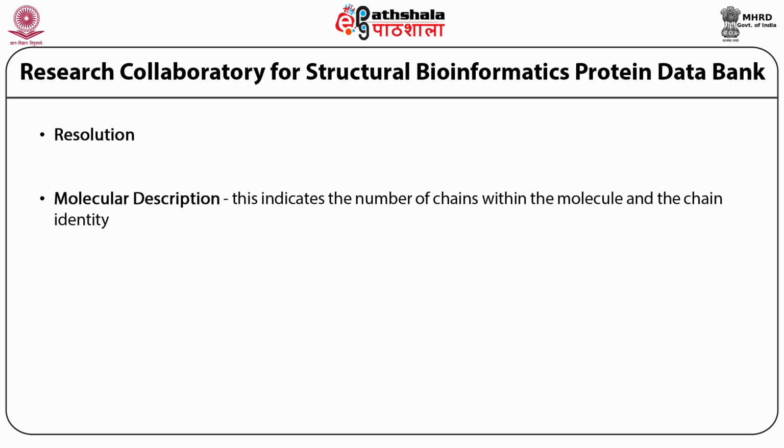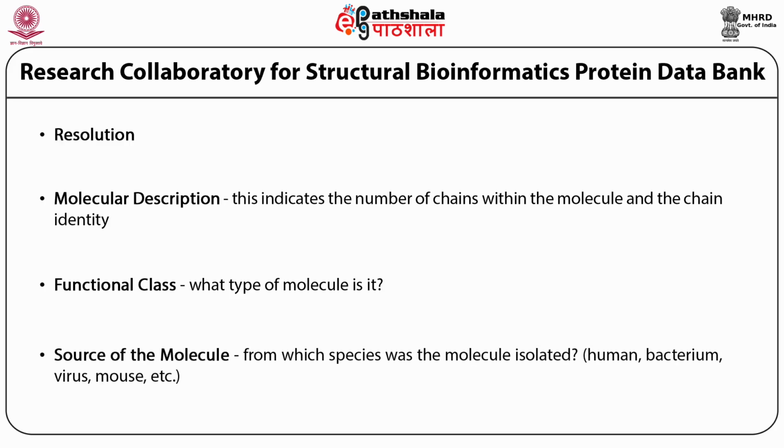Molecular description is another term one has to know. It indicates the number of chains within the molecule and also the chain identity. For example, in the case of hemoglobin, there are 4 chains. Hemoglobin is a tetramer. Chains A and C are alpha globin molecules and chains B and D are beta globin molecules. These kinds of classifications will be given in detail in PDB. One can also check the functional class of the molecule and the source of the molecule, from which species it has been isolated, whether it is from human, bacterium or virus.